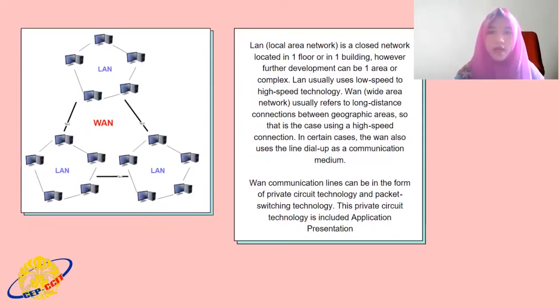A WAN, or wide area network, usually refers to long-distance connections between geographic areas, so it uses a high-speed connection. In certain cases, the WAN also uses dial-up lines as a communication medium. WAN communication lines can be in the form of private circuit technology and packet switching technology.